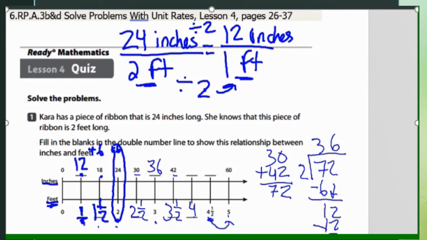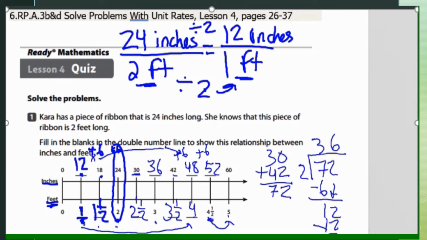So now I know that this is the correct rate, increasing by 6. So 42 plus 6 is going to be 48. Also, 12 times 4 will give you 48. 1 times 4 will give you 4. So I know this rate is correct. And then I need to add 6 to this one, or I can subtract 6 from 60, and I'll end up with 52. So I have a completed number line using equivalent ratios. So when there are 30 inches, we know that's equivalent to 2.5 feet.